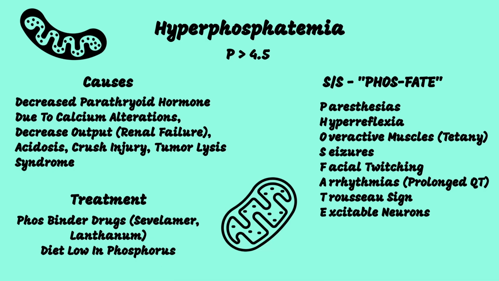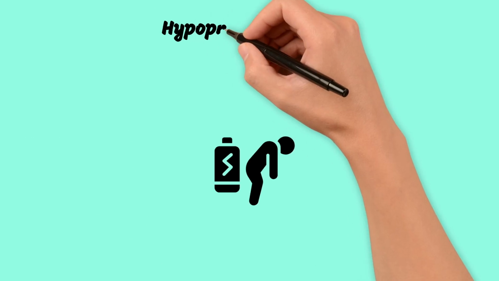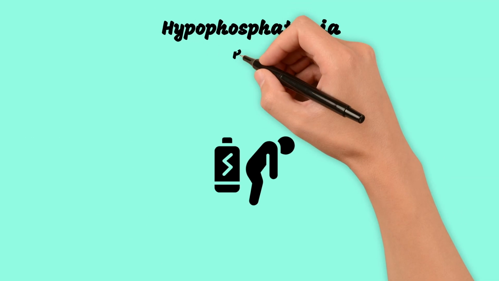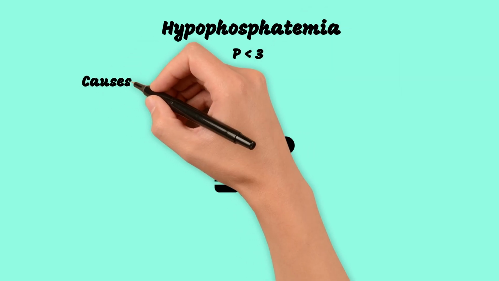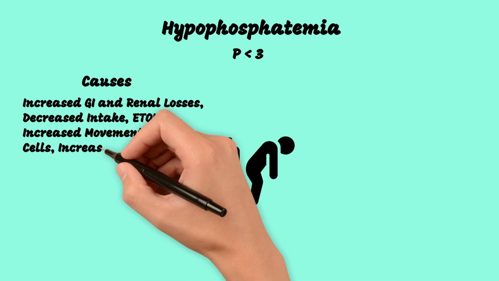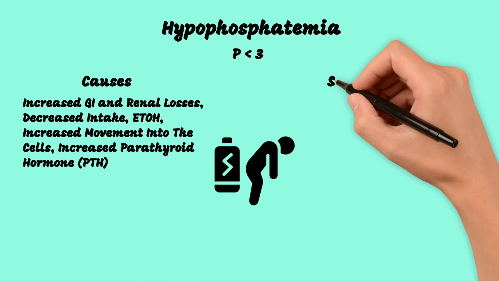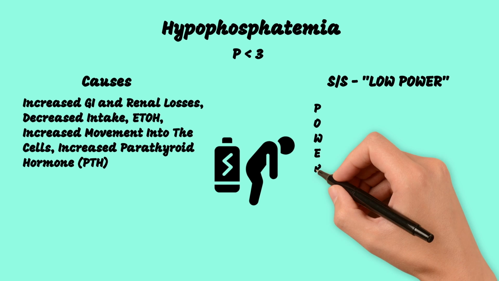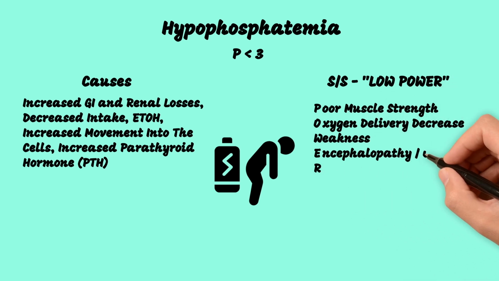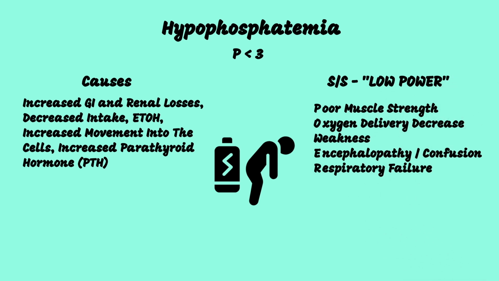Moving on to hypophosphatemia, and this is a phosphorus less than 3. Some causes include increased GI and renal losses, decreased intake, alcoholism, increased movement into the cells, or increased parathyroid hormone, or PTH. Our signs and symptoms, think LOW POWER. P for poor muscle strength, O for oxygen delivery decrease, W for weakness, E for encephalopathy or confusion, and R for respiratory failure. Remember, phosphate's needed to make ATP, so if we don't have enough phosphorus, we don't have energy.